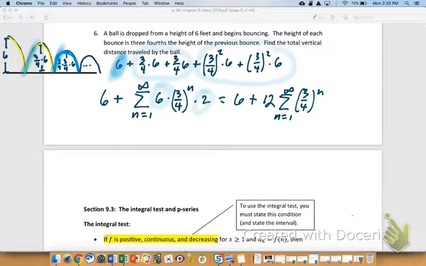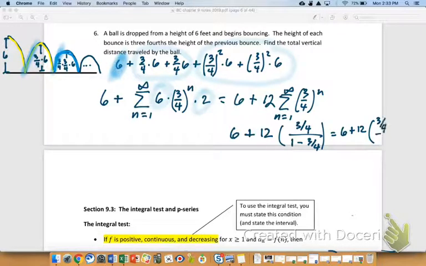And now this is in a much easier form for us to actually evaluate and get some kind of an answer. So this would be where we'd go 6 plus 12 times a. Now for me, what's my a? 3/4, yep, over 1 minus r. And of course my common ratio is 3/4. So this would be 6 plus 12 times 3/4 over 1/4. And 3/4 over 1/4 is 3, times 12 is 36, plus 6, there's your 42. So 42 feet. Yeah, we got that in there.